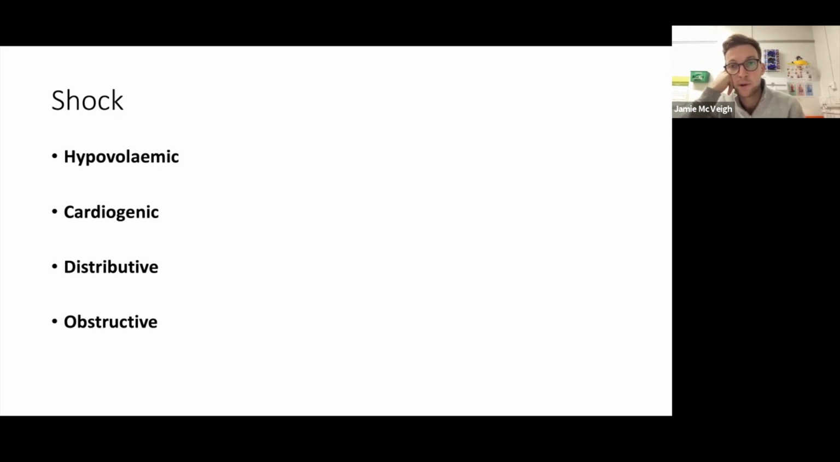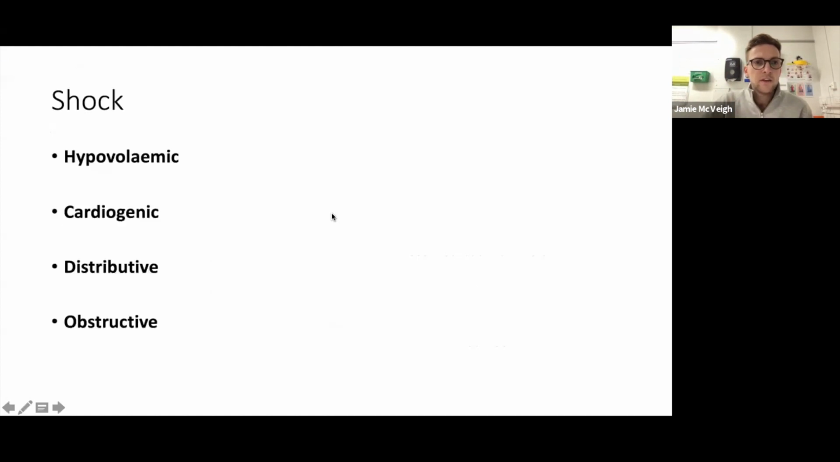So it's things blocking big vessels, like PEs, or it's things blocking the heart itself, like a tension pneumothorax or a tamponade compressing on the heart, meaning the heart can't pump blood effectively. That is an obstructive type picture. Okay.